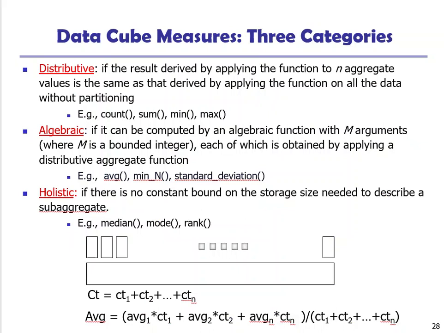Having talked about the concept hierarchies in dimension tables, we now need to talk about the facts, right? The data cube measures, the facts that we include in the fact table, have three main categories. Those measures are divided into those three categories based on their computational efficiency. A lot of times when we have a very large data cube, we want to compute those measures in a distributed way.